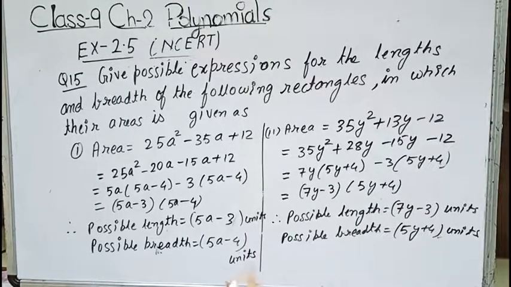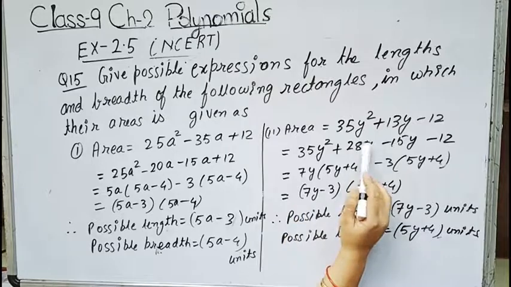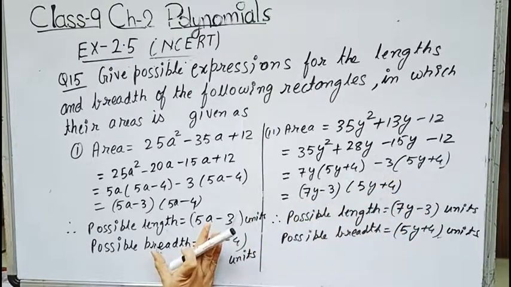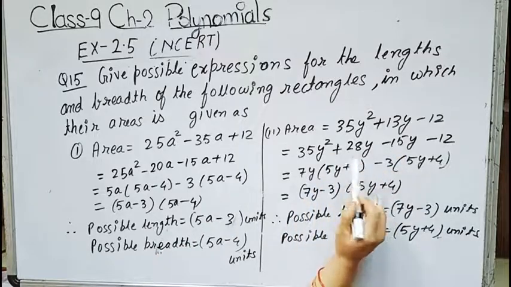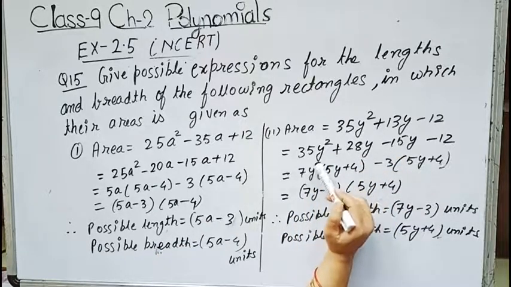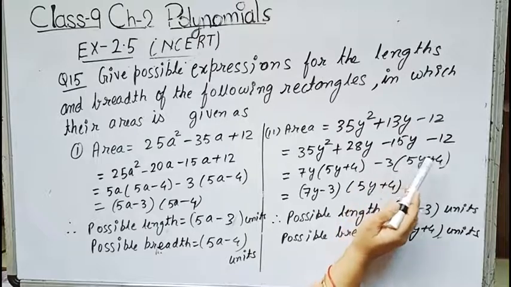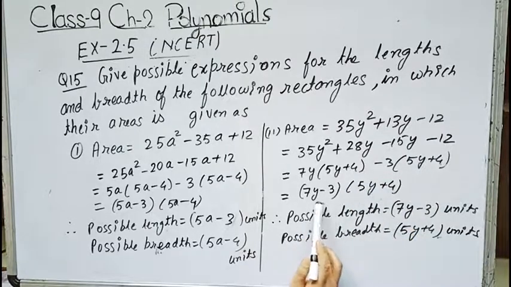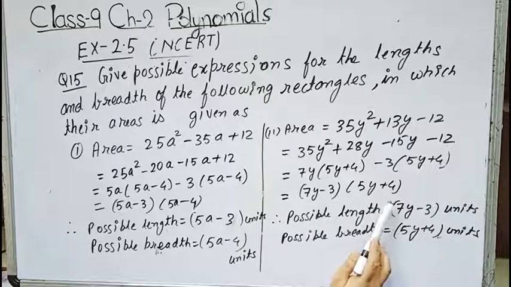Question 15, subpart number 2: we have to find the possible length and breadth if the area is 35y square plus 13y minus 12. Similarly, as we did in subpart number 1, we will factorize it. So here it is factorized as 35y square plus 28y minus 15y minus 12. By taking out common, we get the two factors as (7y minus 3) into (5y plus 4). So the possible length is 7y minus 3 and the possible breadth is 5y plus 4.